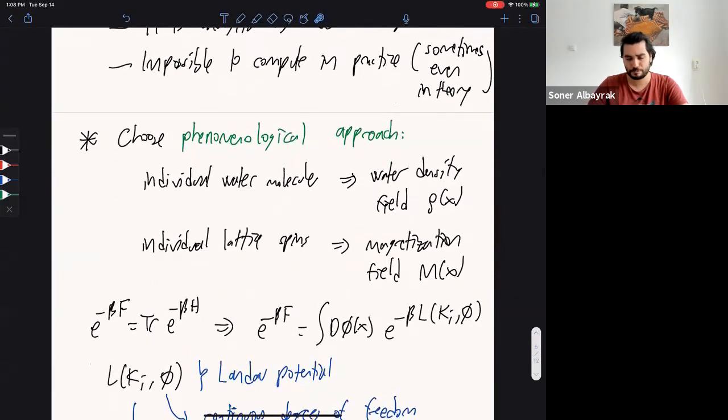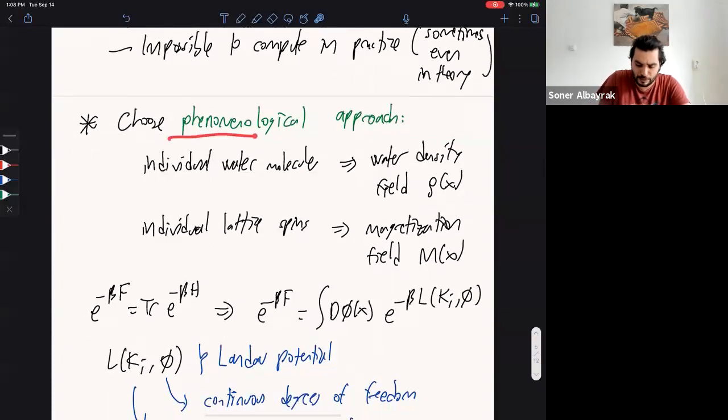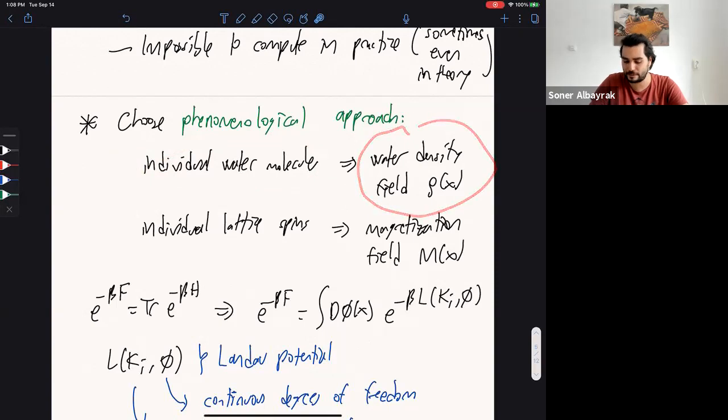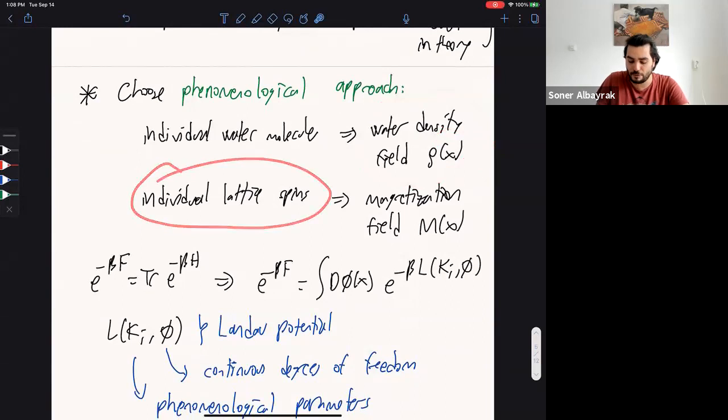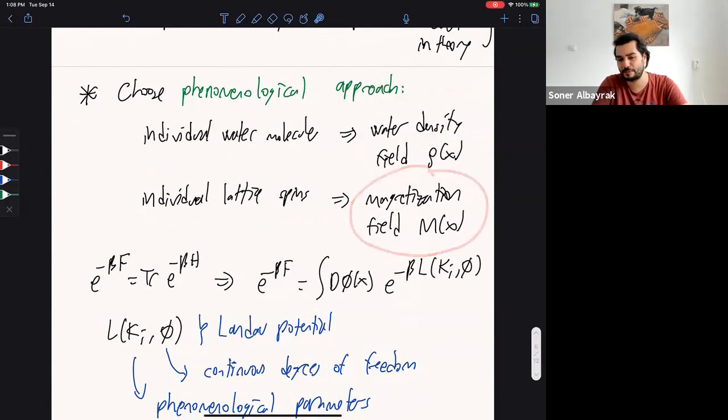Okay, so it's impossible to work with the microscopic theory. What do we do? We create a so-called phenomenological approach. Instead of working with individual water molecules, let's work with the water density field, rho(x). And instead of working with individual lattice spins, let's work with the magnetization field m(x). So even though the microscopic theory is discrete, we are forced to consider field theory, because we need some kind of phenomenological approach to get some results. Otherwise, we simply cannot compute things.